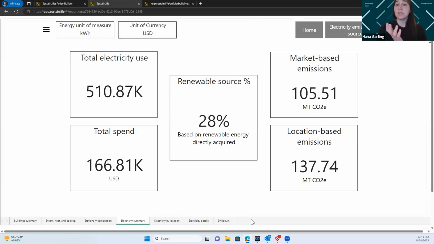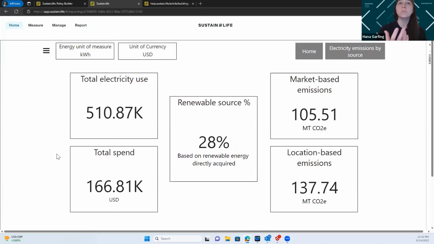And all this is your data. So if you want to do further analysis on it, you can. If you want to see a different visualization, you can. But the idea is that you have all of these tools that are empowering you to start tracking specifically your scope 1 and 2, and of course your scope 3 as well, if that's of interest within the Sustain.Life platform.